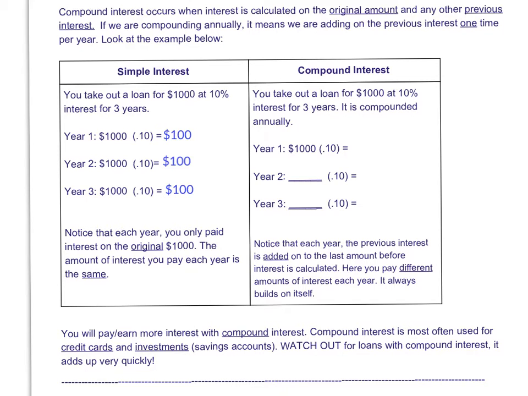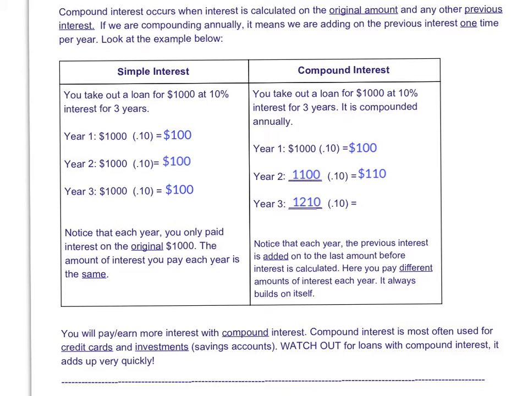The next one, though, if you take out a loan of $1,000 at 10% interest for 3 years, that's compounded annually. That means that 1,000 times the 0.10 will tell me the same value for the first year. However, that gets added on to the principal amount for the next year. So the value for year 2, the principal amount, becomes 1,100. And when we multiply that by the 0.10, we get $110. Then that gets added on to the principal amount. So then that becomes the 1,210 as the original amount.